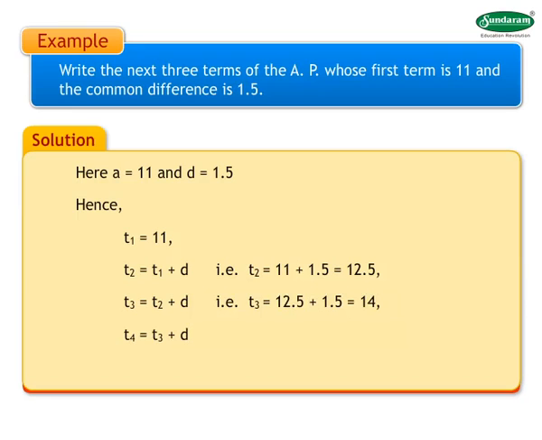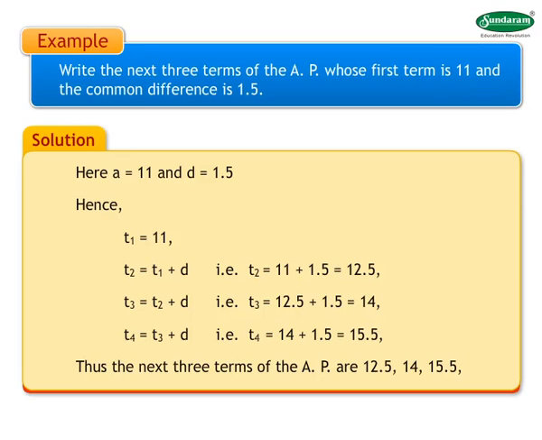T4 is equal to T3 plus D, that is 14 plus 1.5 is equal to 15.5. Thus, the next three terms of the AP are 12.5, 14, 15.5.